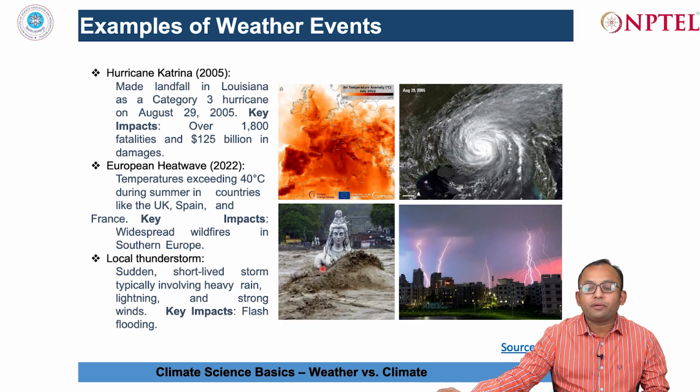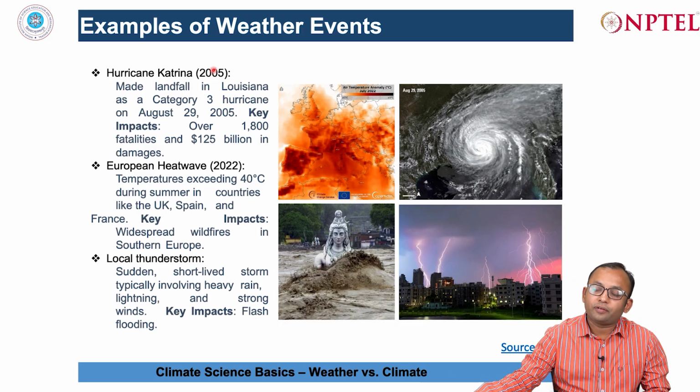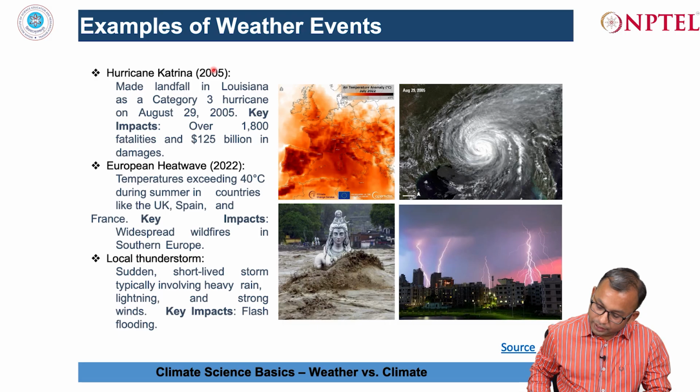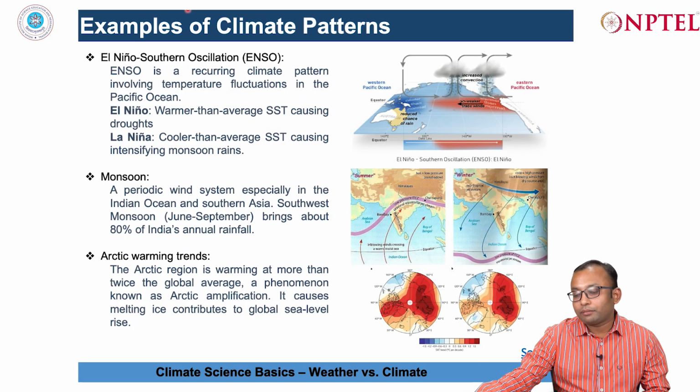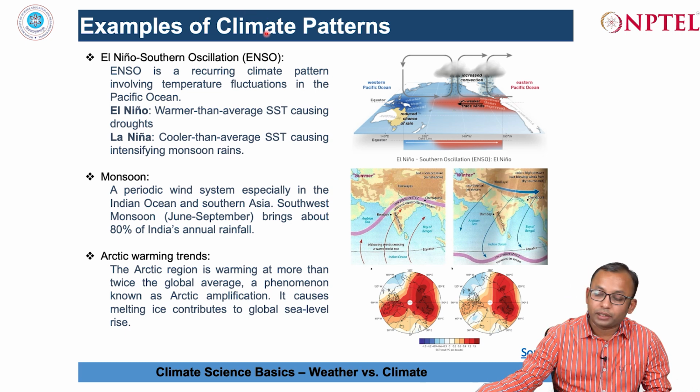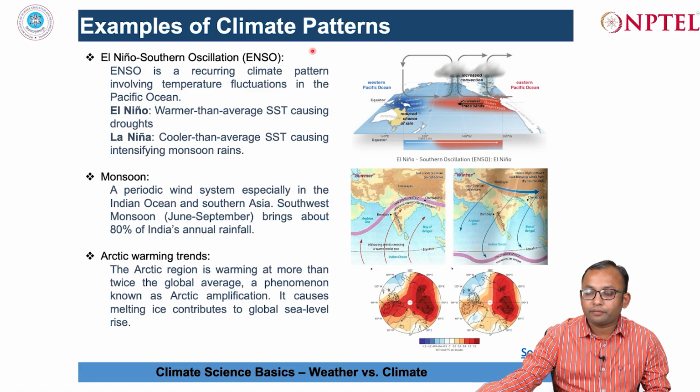So these are some of the examples of weather events which happen across different parts of the world. These are some of the examples of climate patterns in different parts of the world. For example, if you talk about the large-scale and longer time period behavior of the climate of different regions, one of them we can explain is ENSO, that's El Nino Southern Oscillation.